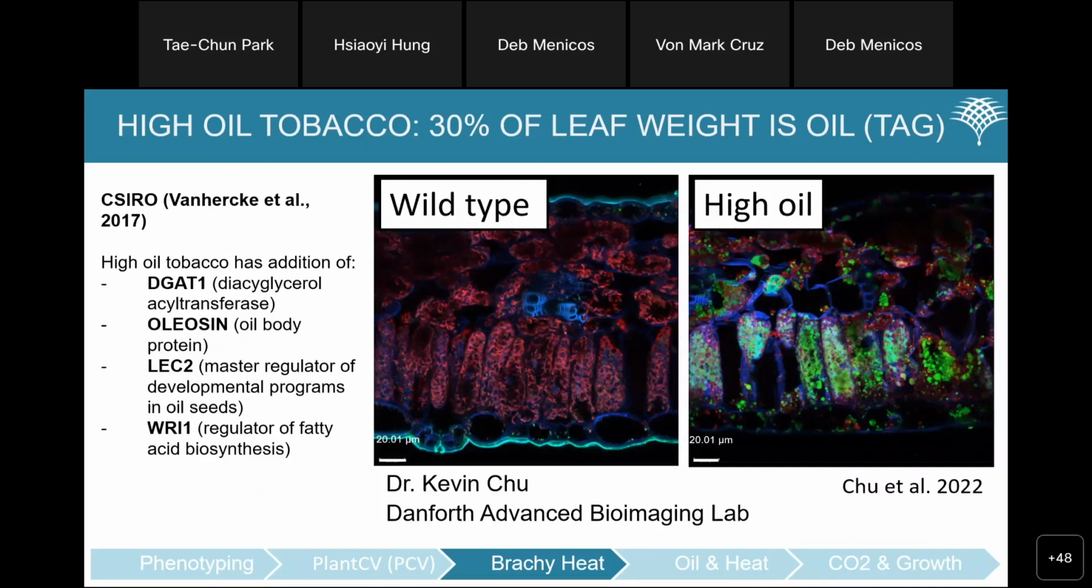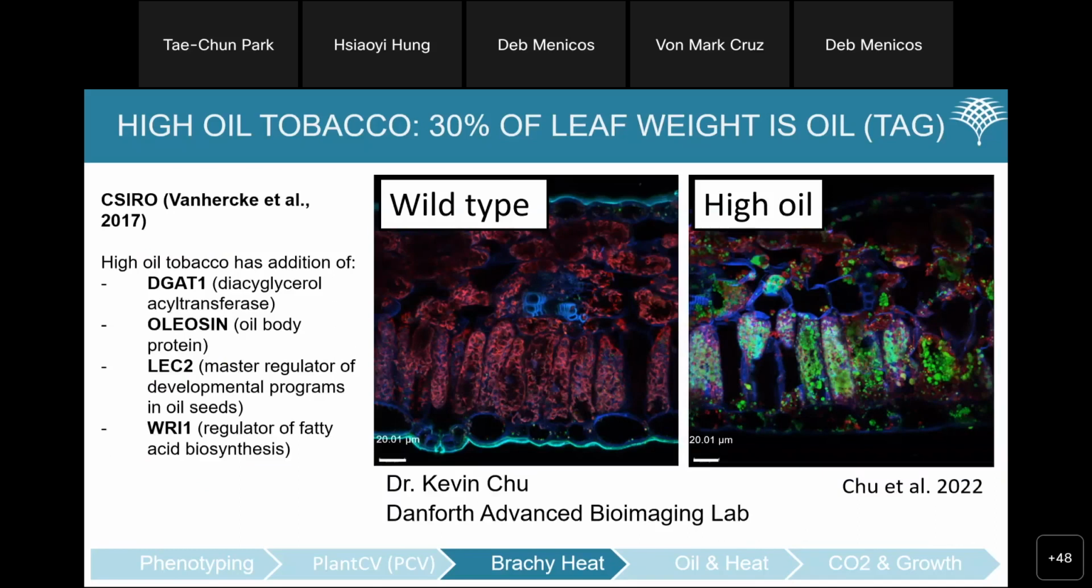So this is a relatively new project that we started in 2021. And this is on another bioenergy project. It's on high oil tobacco.